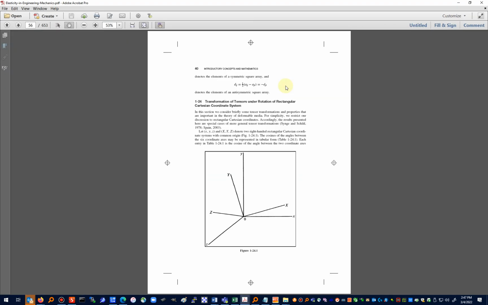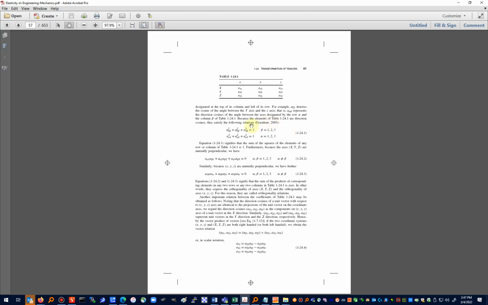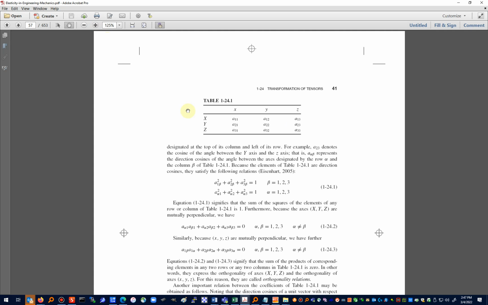Well, let's take a look at this section 124. It looks like on the next page, and basically, you know, this is what it's saying. So these things are equal to 1, and if we look at another one and their dot product, then it would be equal to 0 because they're mutually perpendicular. So if you want to add more detail, you can, but that is sufficient.